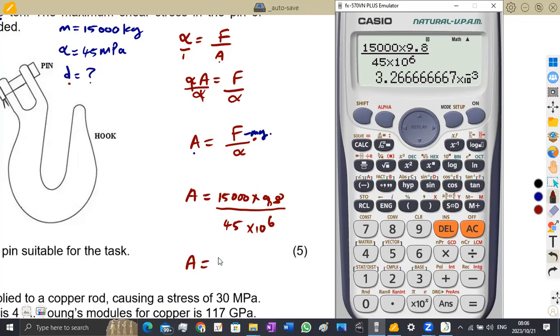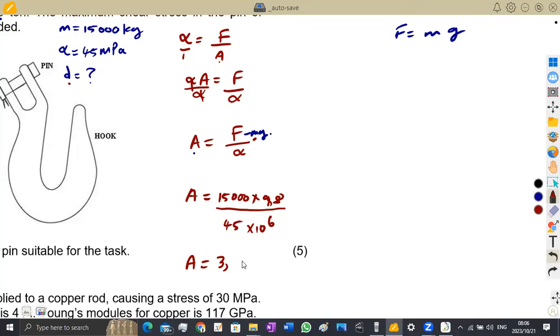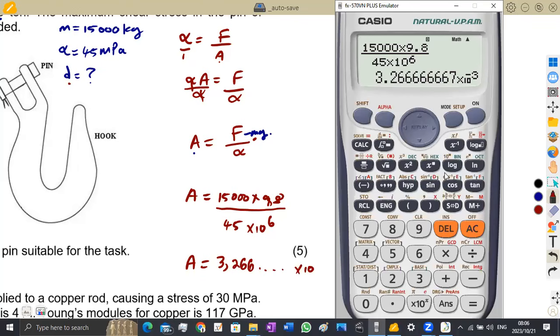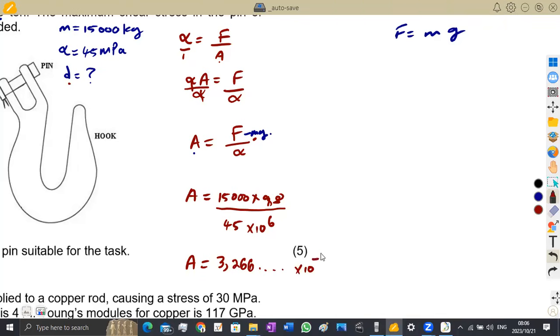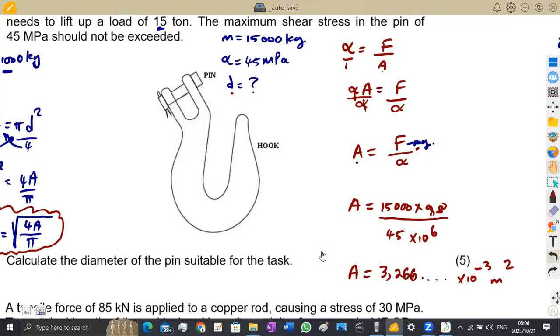Okay, so it's going to be 3,266, something like that, times 10 to the exponent of -3 in square meters. All right, with this area, we are just going to find our diameter.